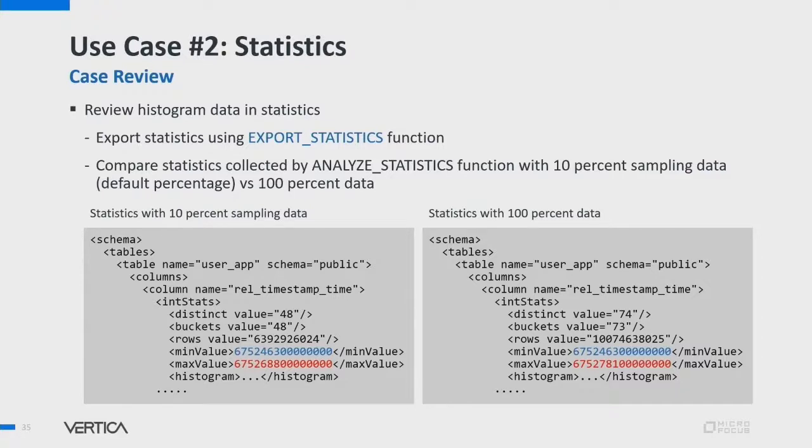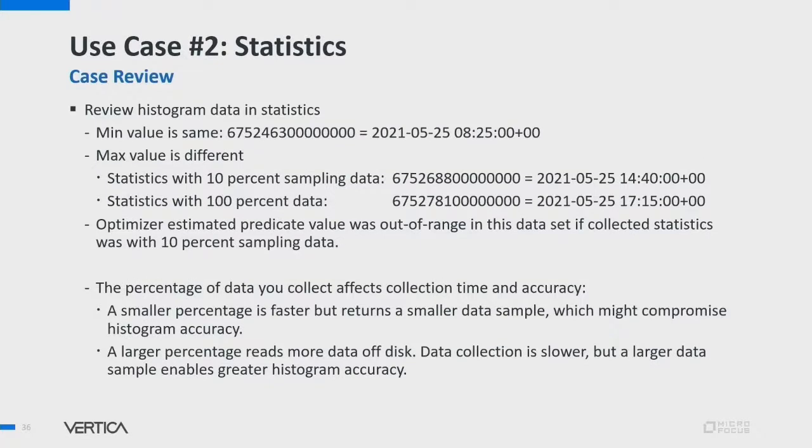You can export the stats using the export statistics function. The data on the left is collected by analyze statistics using 10% sampling data. The data on the right is collected using 100% data. As you can see, the mean value of this column is the same, but the max value is different. The data type of this column is timestamp with time zone. Let's convert the mean value and max value.